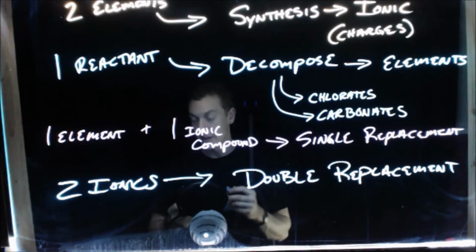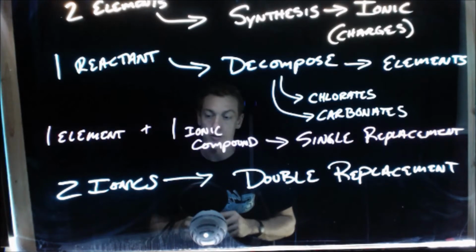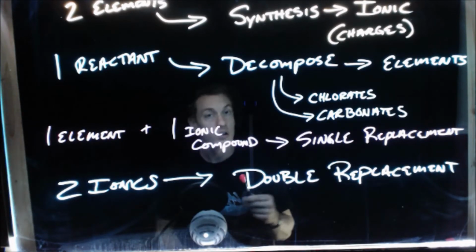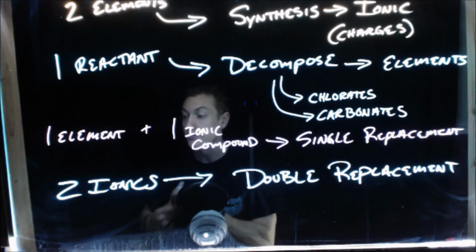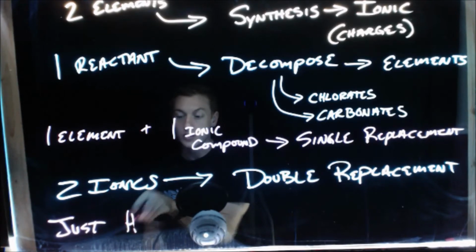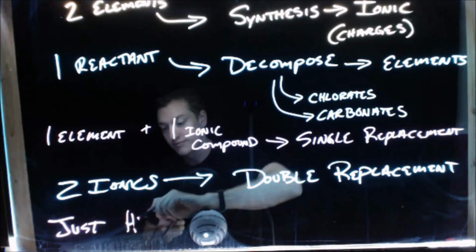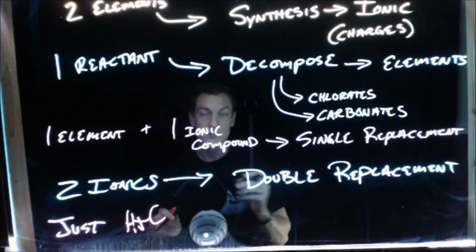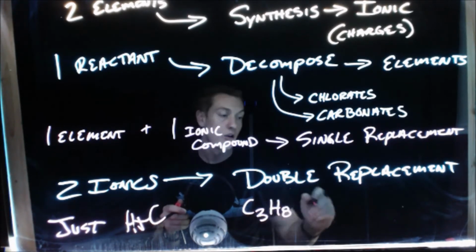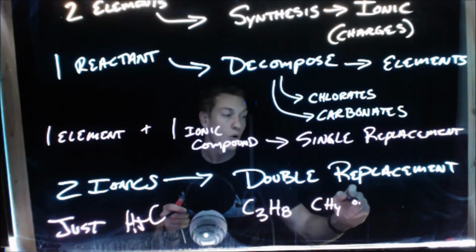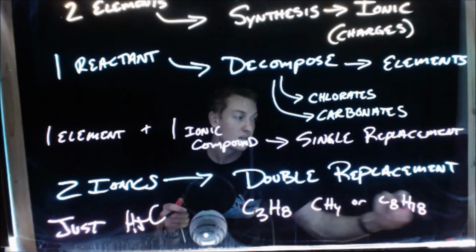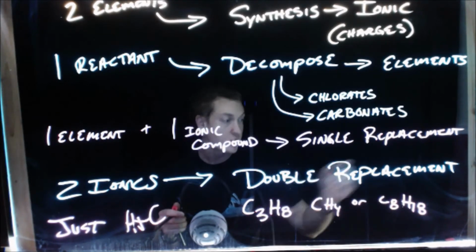And then lastly, we have hydrocarbon combustion reactions. And how do you recognize a hydrocarbon combustion reaction? Well, you're going to have something that is made out of just hydrogens and carbons. All right, so something like C3H8 or CH4 or C8H18. All right, something that's made out of just carbons and hydrogens.